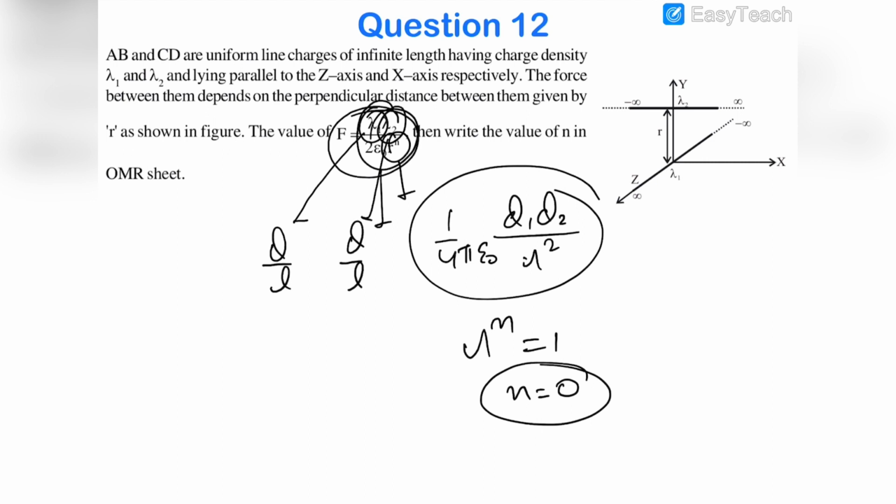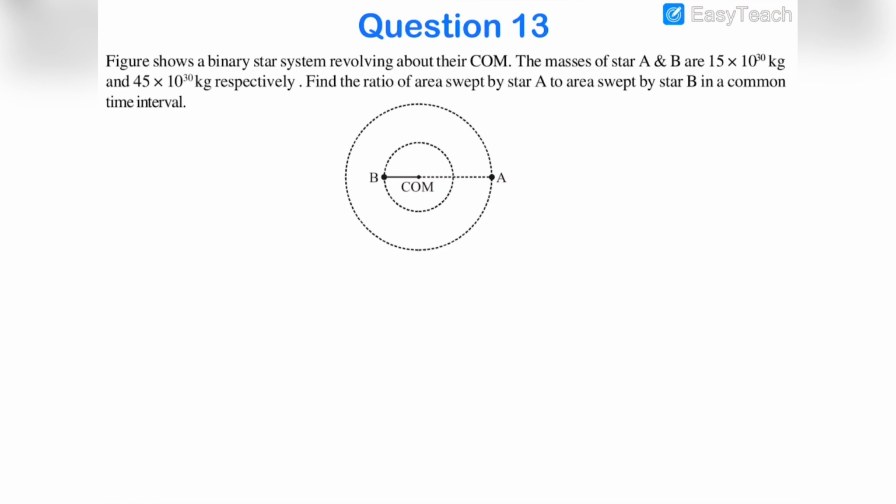Now we move on to the next question. In this question, you can see that there is a binary star system, in which there are two stars which are revolving around their common center of mass. The masses of star A and star B are given. So let us suppose that the mass of star A is m and that of star B will be 3m. And we have to find out the ratio of area swept by the star A to the area swept by the star B in the common time interval.